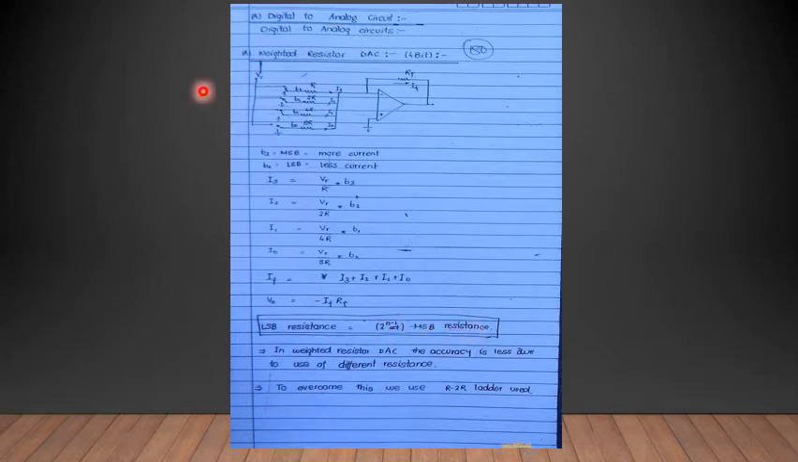The most significant bit resistance is R, and the LSB resistance we are going to find out if the question comes. We simply apply this formula, that is 4 minus 1, that is 3, 2 to the power 3, so 8R. It is very simple. In a weighted resistor DAC you can form any number of bits. In weighted resistor DAC the accuracy is less due to the use of different resistors. To overcome this we use R2R ladder, because in R2R we only use two types of resistors.